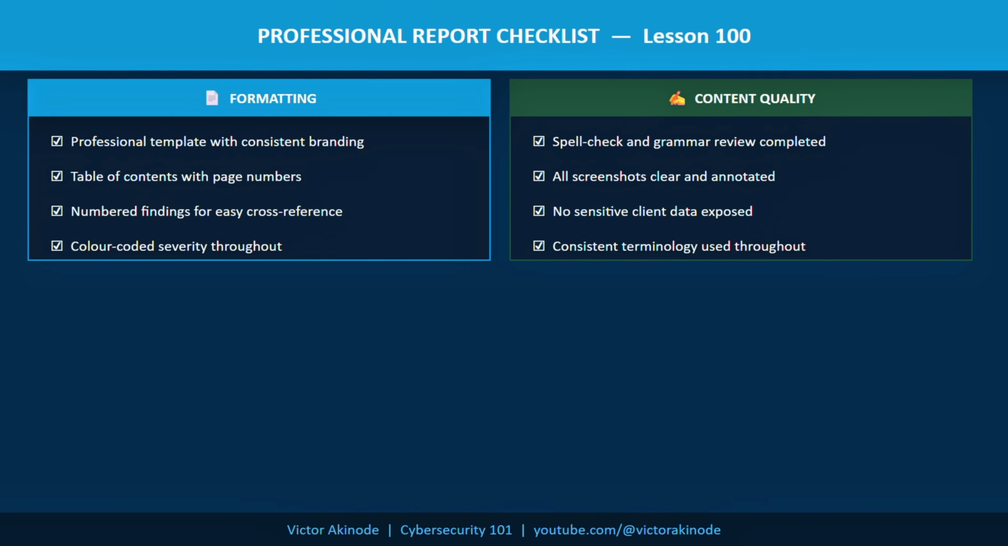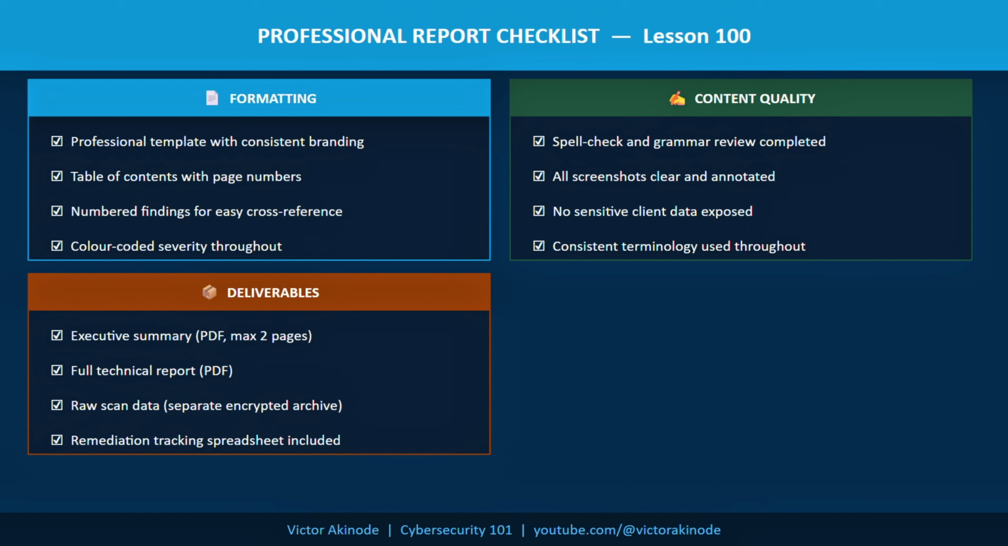No typos allowed. Also verify technical accuracy, ensure screenshots are clear and annotated, never expose sensitive client data, and use consistent terminology throughout the entire report. The third one is deliverables, and this should include executive summary as a PDF, full technical report as a PDF, raw scan data in a separate encrypted archive, and a remediation tracking spreadsheet.